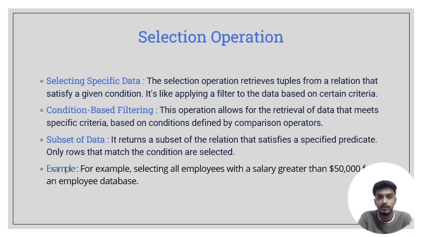The first one is the selection operation, selecting specific data. The selection operation retrieves the tuples from the relation that satisfy the given conditions. It is like applying a filter on a database on certain criteria. Condition-based filtering: this operation allows retrieval of data that meets specific criteria defined by comparison operators. Subset of data: it returns a subset of the relation that satisfies a specified predicate, and only the rows that match the condition are selected.